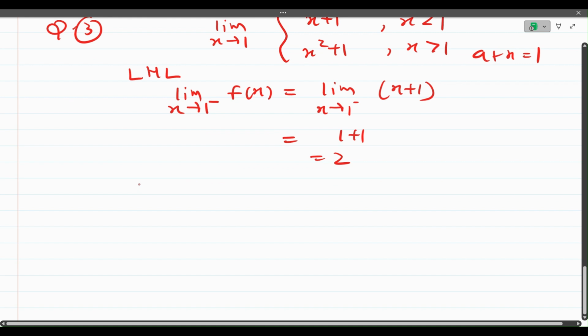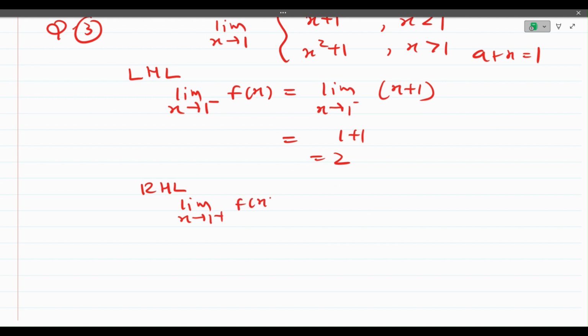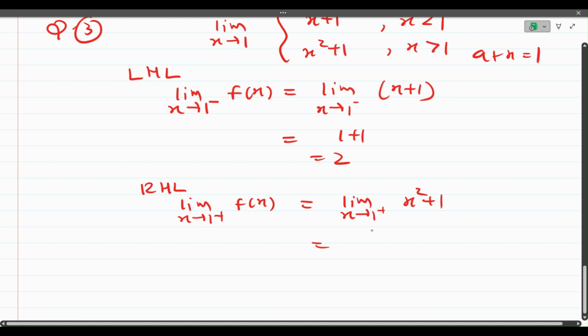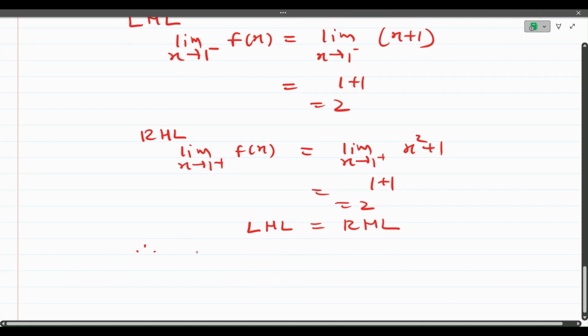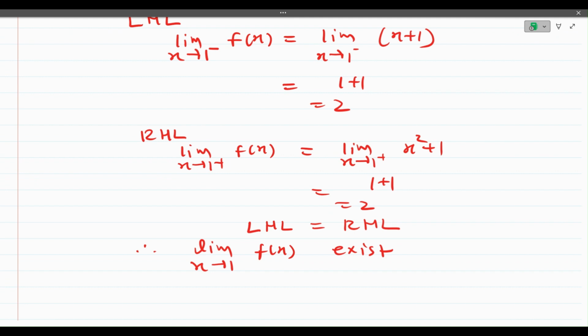Now let's see its right hand limit. If it's greater than 1, then it should be x squared plus 1. And here also we're going to substitute, this is 1 plus 1, which is 2. So we can see that the left hand limit of the function is equal to the right hand limit, and therefore the limit as x tends to 1 of f of x exists. So we saw that if the left hand limit and the right hand limit are equal, then the limit of the function at a exists, otherwise it does not exist.